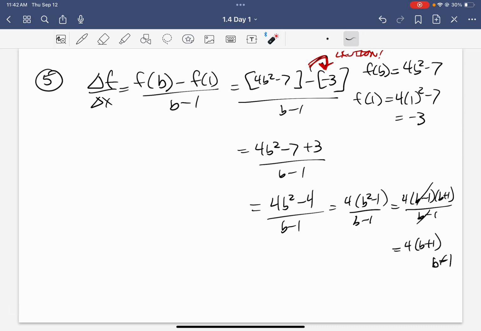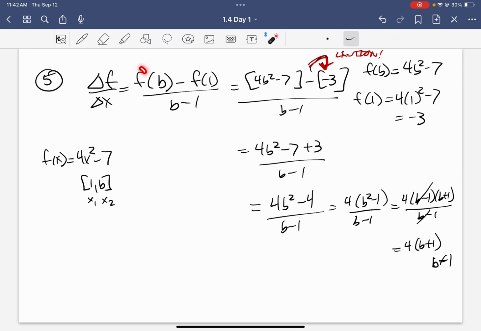Question number 5. So it asked us to find the average rate of change. So we're going to find the change in f over the change in x. And it wants us to find, for the function f of x is equal to 4x squared minus 7, the average rate of change on the interval from 1 to b. So if I'm going from 1 to b, well then my x1 is going to be 1, and my x2 is going to be b.